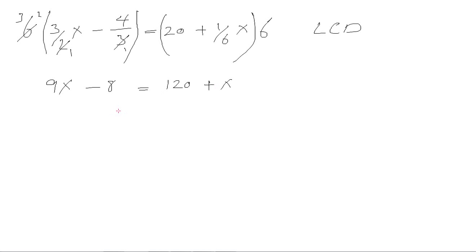So the next step would be to move this 8 to the right side and move this x to the left side. I have 9x minus x equals 120 plus 8. So this gives me 8x equals 128. Dividing both sides by 8, I get 128 over 8, which is actually 16.